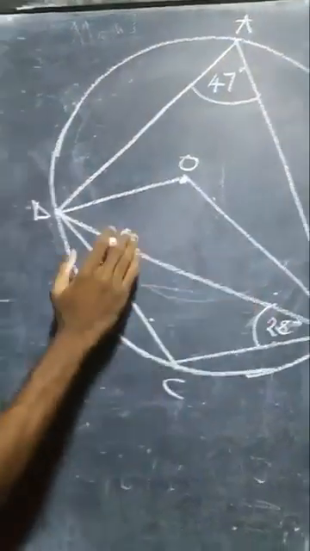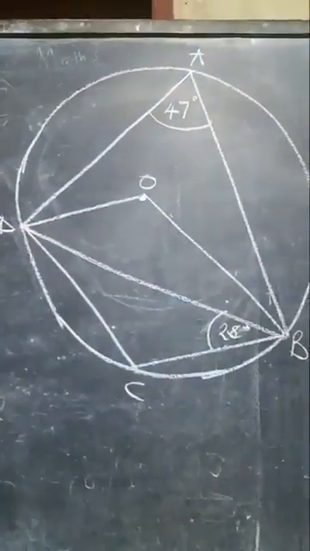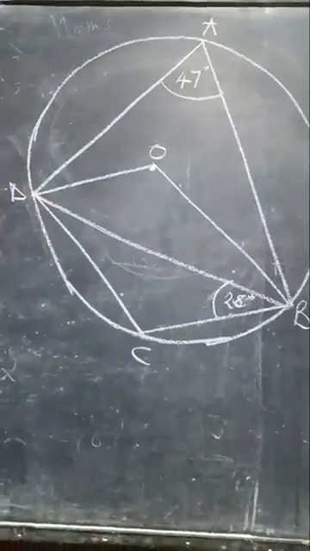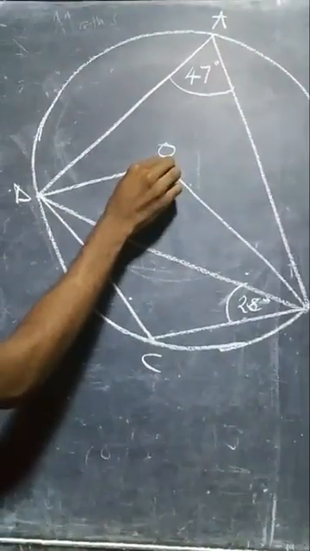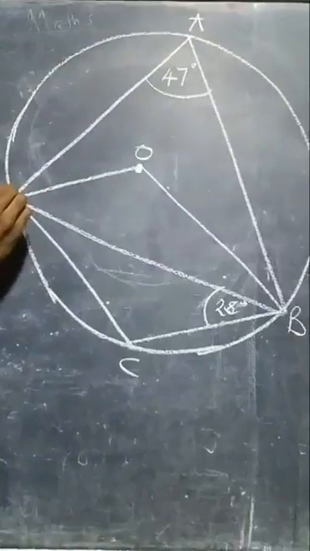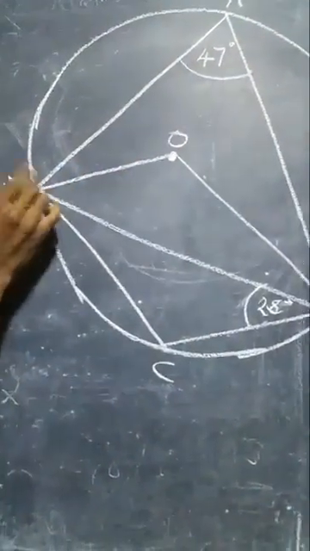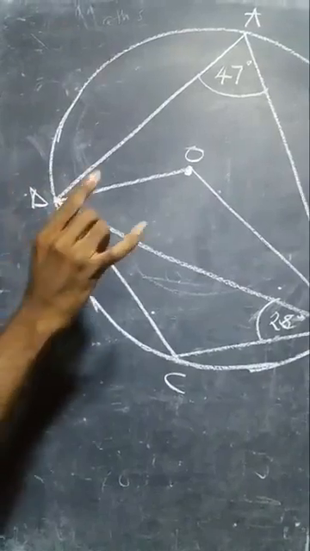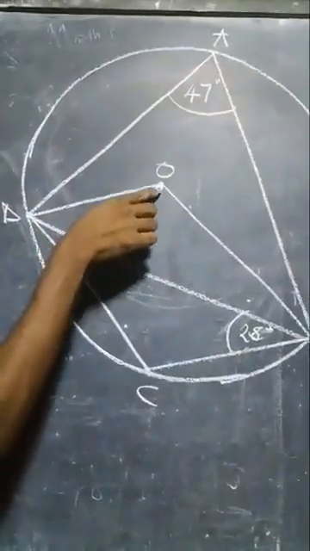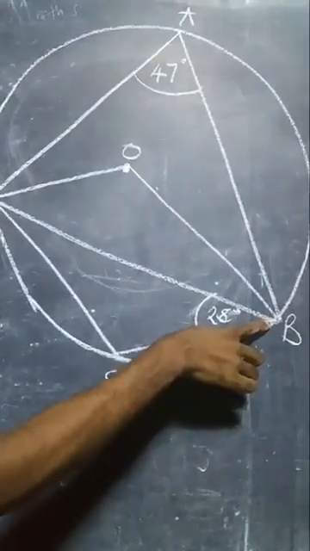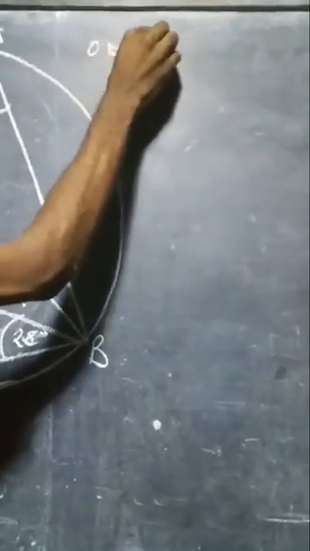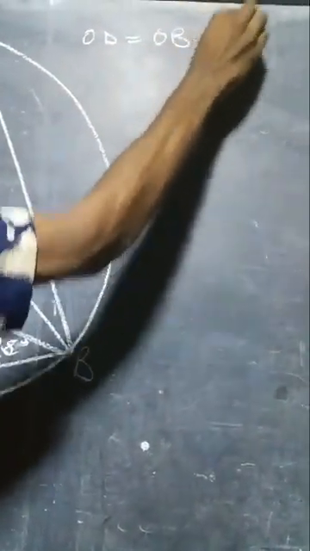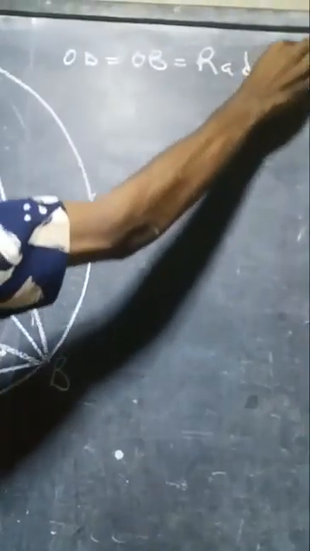ODB is a triangle, of course. But what triangle is it? If this is your center and there's OD which hits your circumference, that means OD is your radius. That means OB is also your radius. So OD is equal to OB, which is equal to the radius of the circle. These are the radii of the circle.